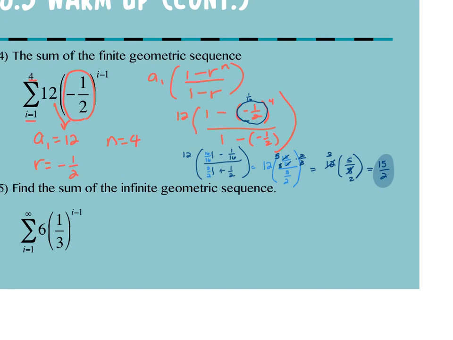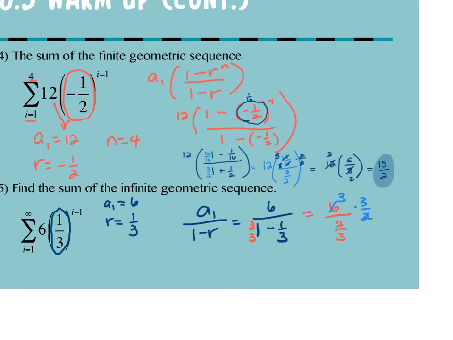All right, and then number 5, find the sum of the infinite geometric sequence. Again, this can only be done if the number that's being raised to the power, which in this case is r, is between 0 and 1 when you take the absolute value, so don't worry about the sign. In this case, it is. So I would get that A1 is 6, r is 1/3, and the sum of the infinite is A1 over 1 minus r, 6 over 1 minus 1/3. This becomes 3/3. 6 over 2/3, change, flip, and I get 9.